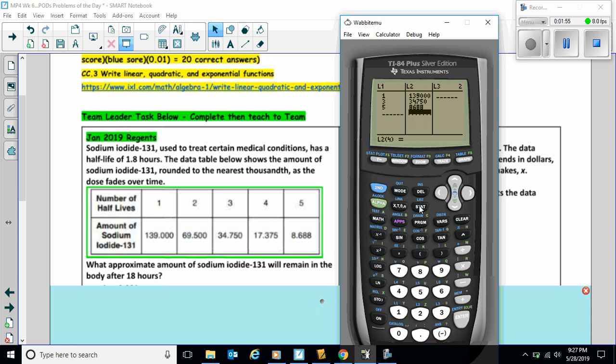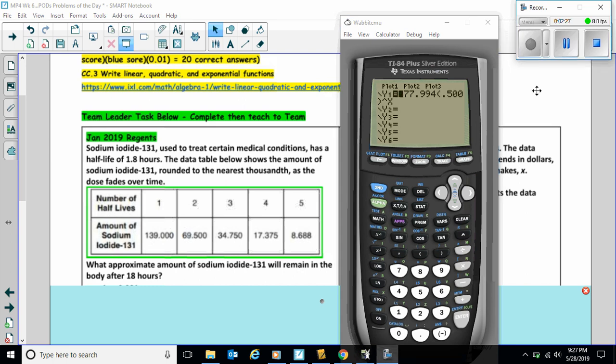our goal is to hit stat, slide over to calculate. We're doing an exponential regression, so that's 0. Hit enter. Okay, and so our calculator does the heavy lifting. So we know what we have to do is put the following information in our calculator. All right, I'm going to want you to pause the video for 30 seconds, put that in the calculator, and come on back.